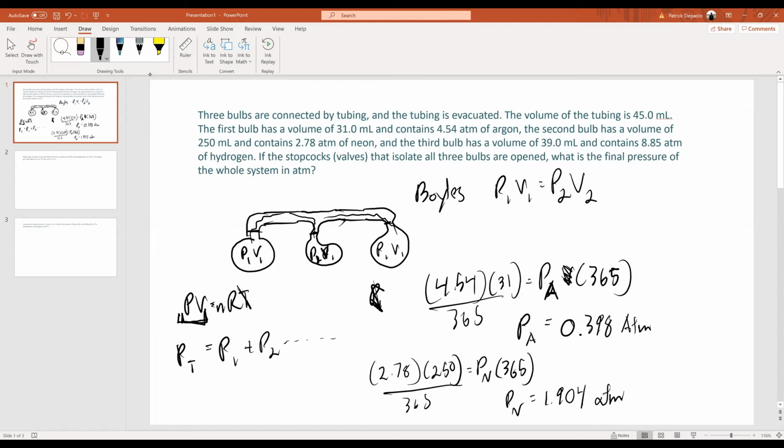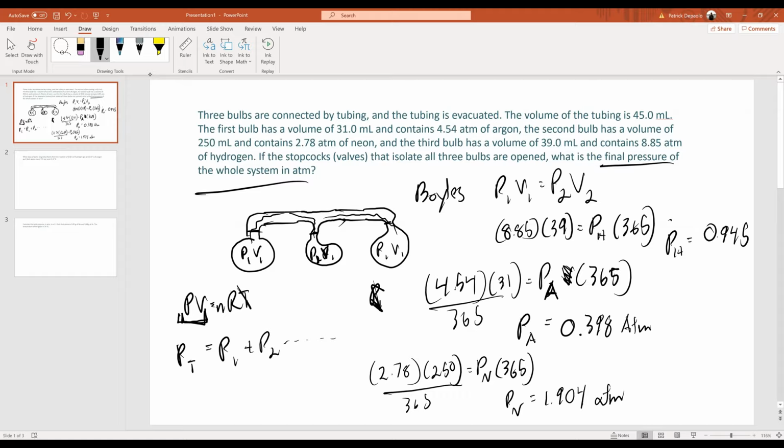hydrogen, so we'll call it pH. So we'll do for P1, V1, so P1 for hydrogen is 8.85. V1 is 39. P2, we'll call it pH because it's the partial pressure of hydrogen. And then V2 is our 365. So once we do the same process and calculate pH, we end up getting pH equals 0.945.